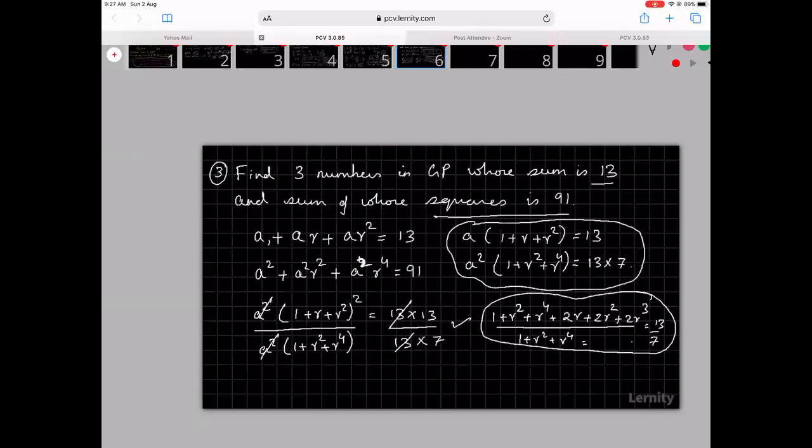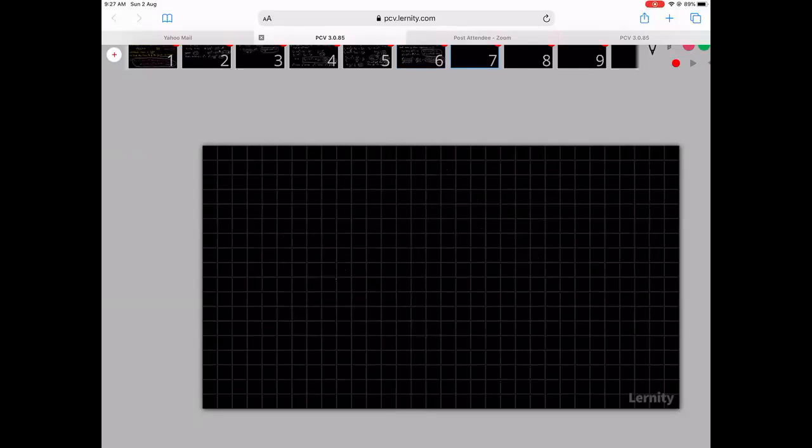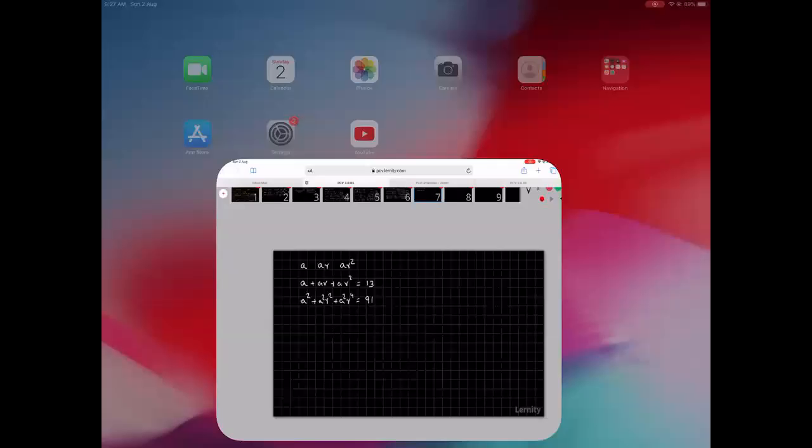But this will become an equation in the fourth power, so we will end up in difficulty. We will still not be able to do it. So let us think if anybody can think. So I have A, AR, AR square. So A plus AR plus AR square is equal to 13, given. Then the sum of squares will become A square plus A square R square plus A square R power 4 is equal to 91. Yeah, so any ideas you all have how to work it out? I am not getting any ideas.